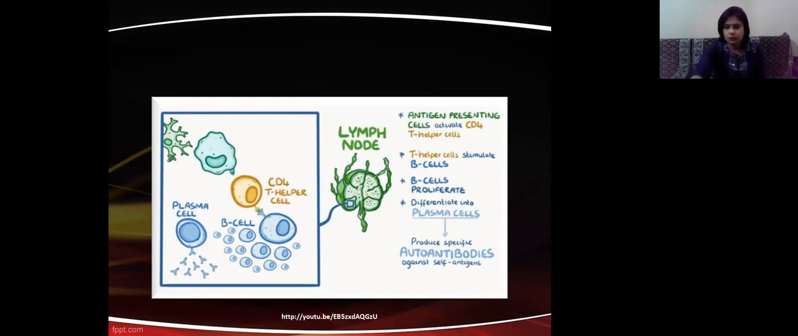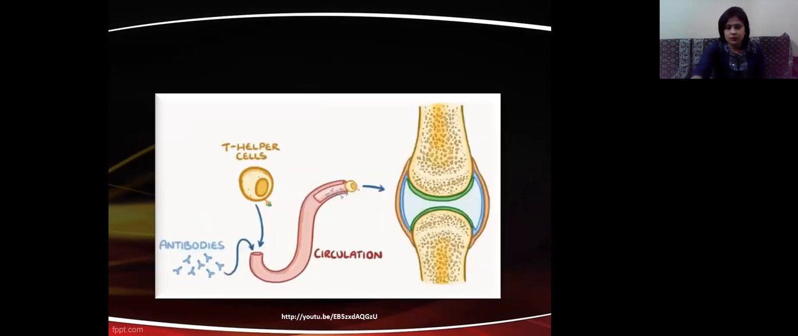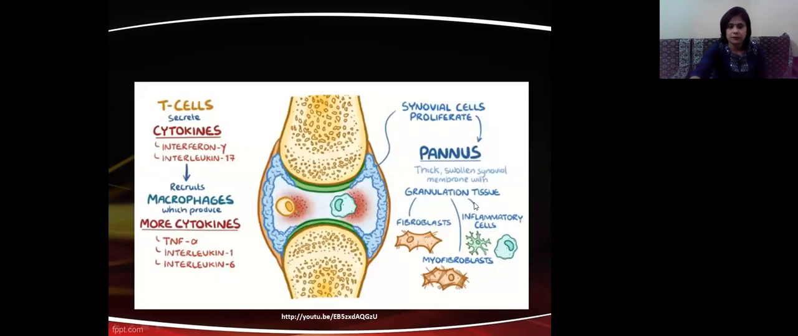So now what will happen? These antibodies, autoantibodies and T helper cells will come into the circulation, and through circulation they will reach the joint space. So first we'll see what happens with the T cells here.